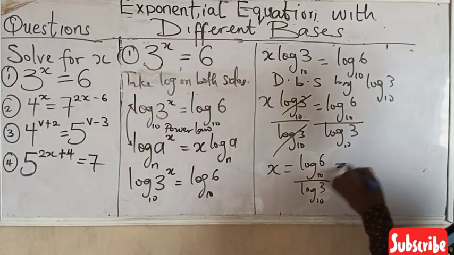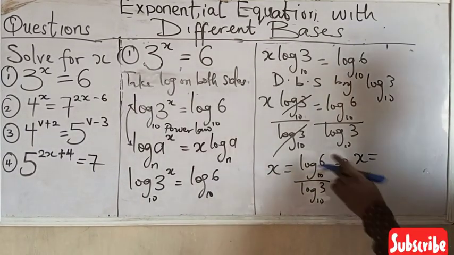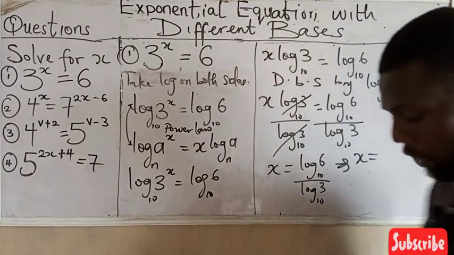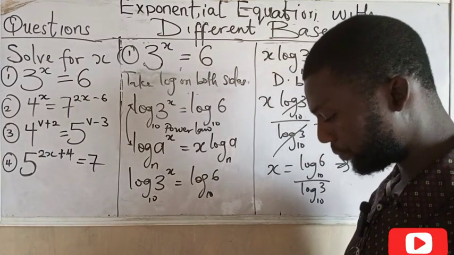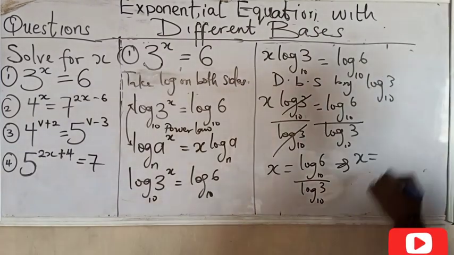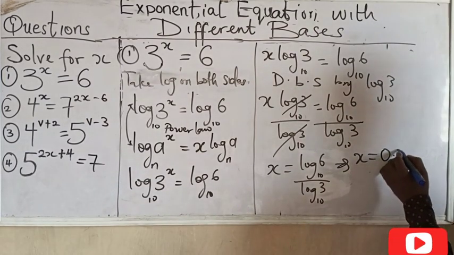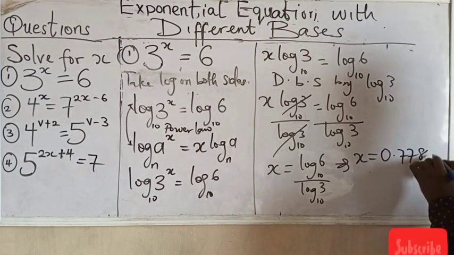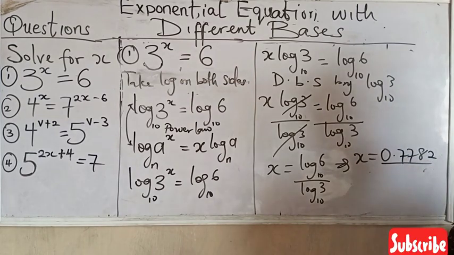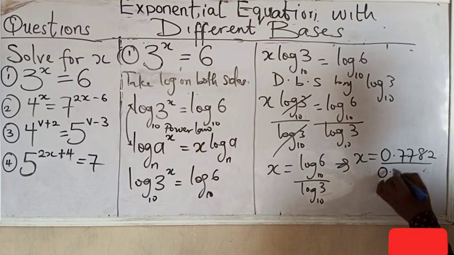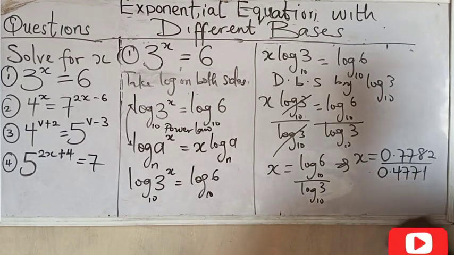So from here, I will say x equals, let me do a quick check on log 6. My log 6 is 0.7782, divided by, let me check log 3. Log 3 is 0.4771. Then I'll do a quick division of them.